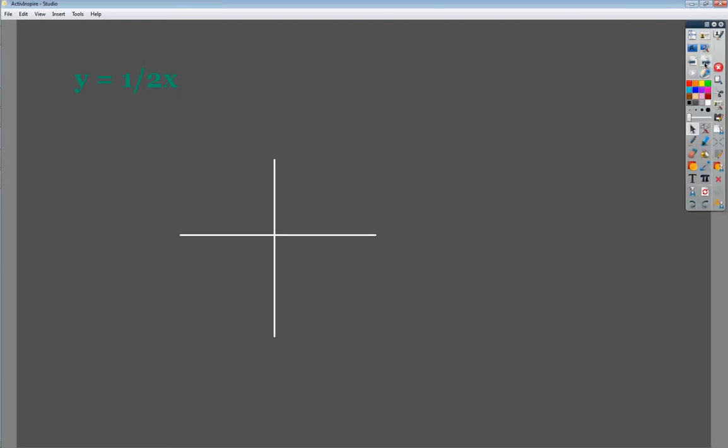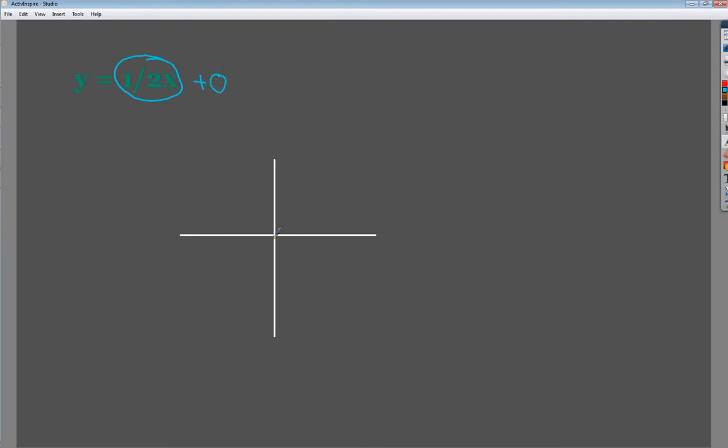The next one is y equals 1/2 x. In this situation, which is really the reason that I do the circle the coefficient variable thing, you'll notice that there's nothing left outside of it. In that situation, it means y equals plus 0. Essentially, this one starts at the origin, right here. Now, my slope tells me to go up 1 and right 2.